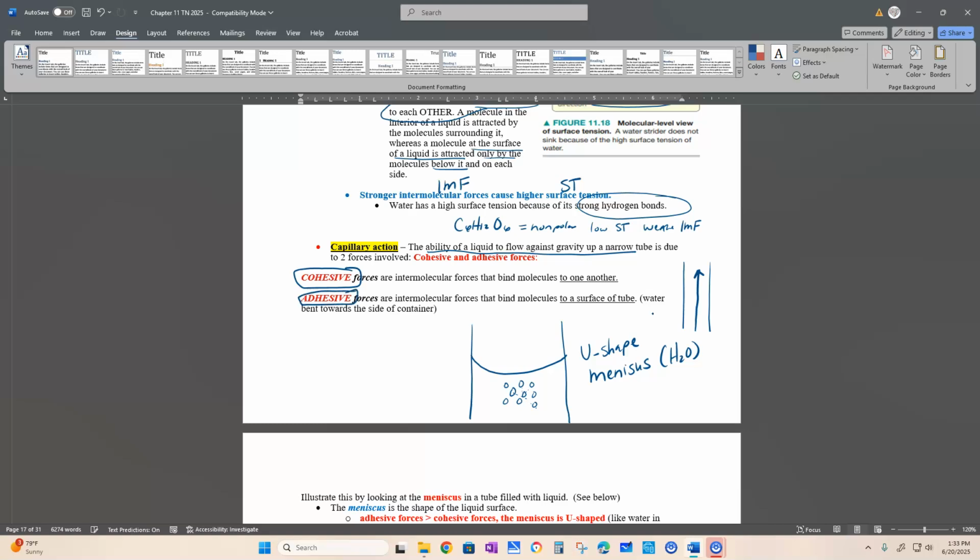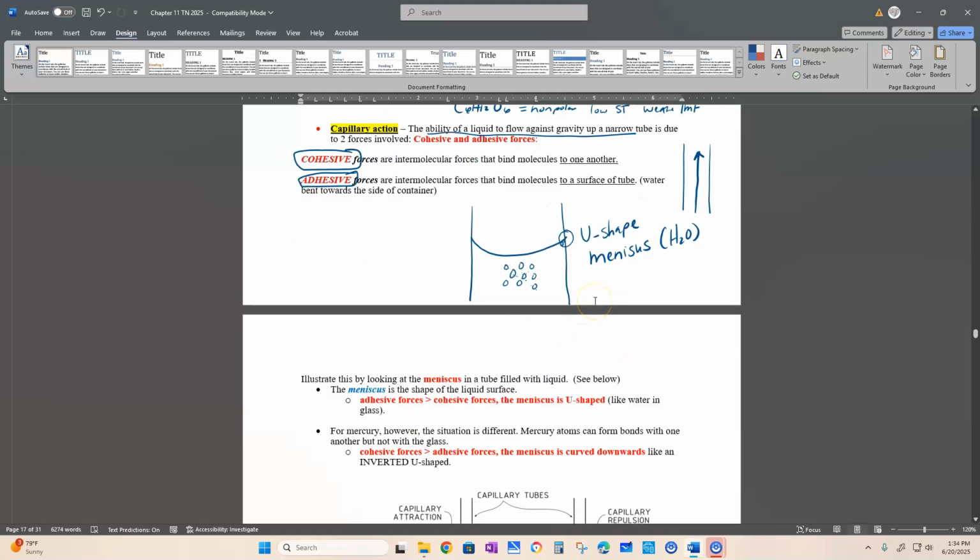Adhesive are the molecules that bind molecules to the surface of the tube. So water bends towards the side of the container because of these forces. So we're talking about this part right there. So those molecules that are sitting right there near the surface and the edge of the container, those forces are the adhesive forces. So is it on the side of the tube or is it the molecules within each other? So let me show you the difference between the two.